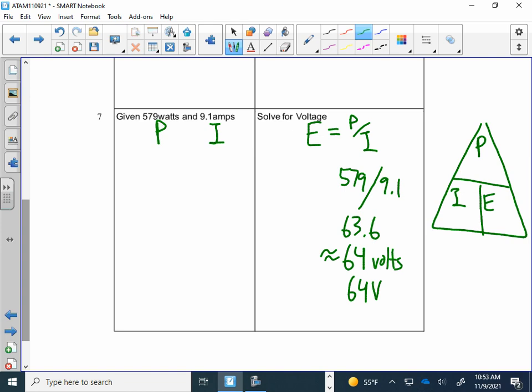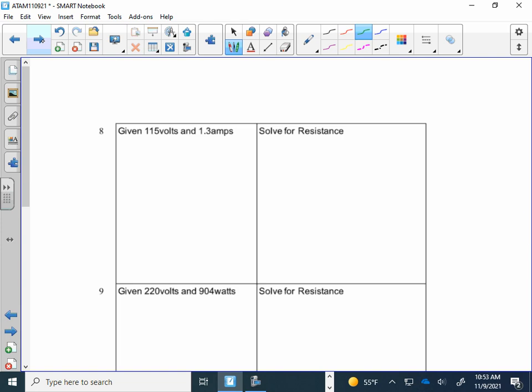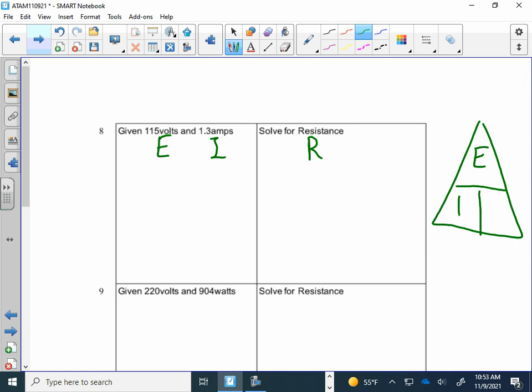All right. Turn it over. Number 8. Given 115 volts and 1.3 amps, solve for resistance. So assign your variables. Volts is going to be the E. Amps is going to be the I. Resistance is going to be the R. Do you have a triangle with E, I, and R in it? Yes, you do. E, I, R.